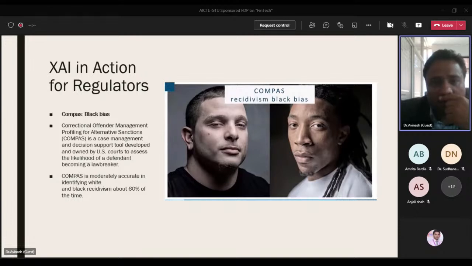Suppose a particular person is treated as a criminal. This is an example of bias between Black and White defendants. In a particular decision, COMPAS, the Correctional Offender Management Profiling for Alternative Sanctions, a case management and decision support tool developed and owned by US courts, assesses the likelihood of a defendant becoming a lawbreaker. But the actual thing was that COMPAS is only moderately accurate in identifying White and Black recidivism, about 60% of the time. So this is how explainable AI can give better decisions in US courts.